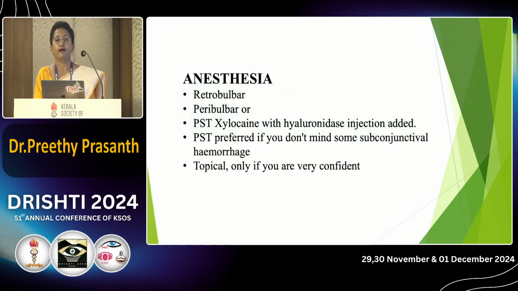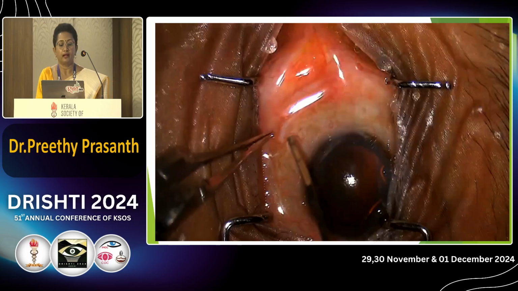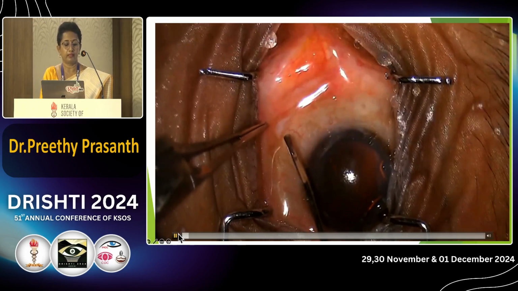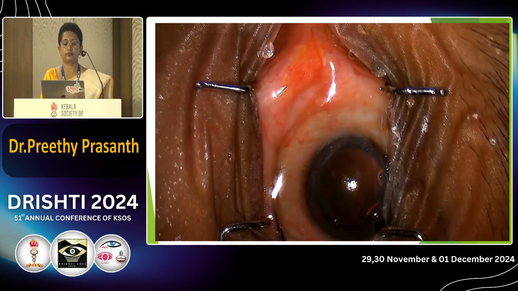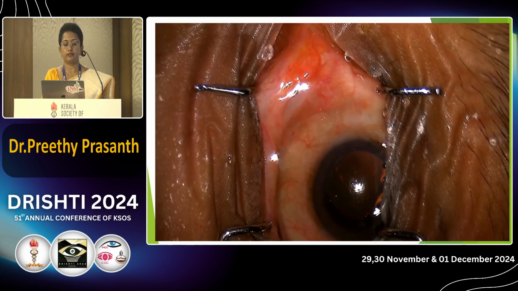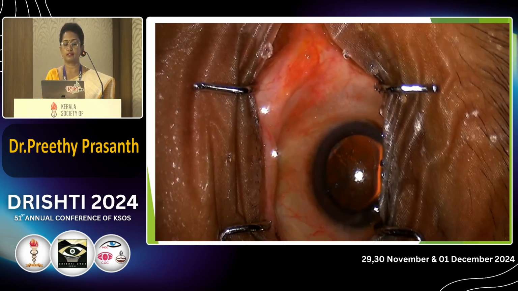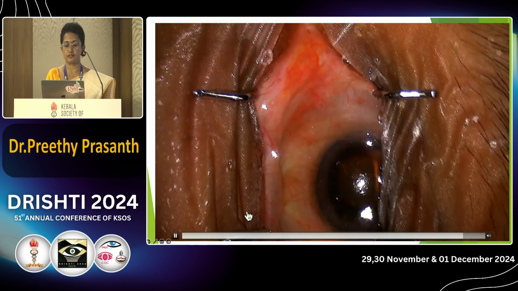Like any other surgery, having a good anesthesia is important, and beginners can either choose retrobulbar, peribulbar or PST, xylocaine to which hyaluronidase is added. Topical only if you are very confident. After the infranasal area is selected, I prefer giving PST because it is under our control and we don't have to depend on the block assistants. A small nick is made with conjunctival scissors and a little dissection is done in the Tenon's, and around 3 ml of xylocaine is injected.